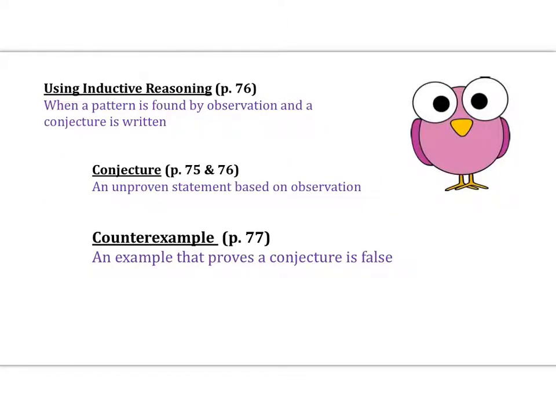All right, first let's get familiar with some vocabulary. Inductive reasoning is when a pattern is found by observation and a conjecture is written. So we have our little owl here with his big eyes observing. Now, a conjecture is an unproven statement based on observation. And a counterexample is an example that proves a conjecture is false.